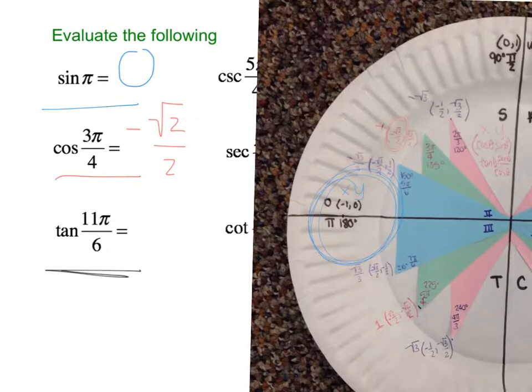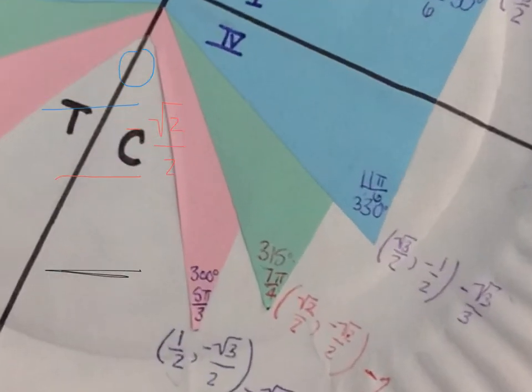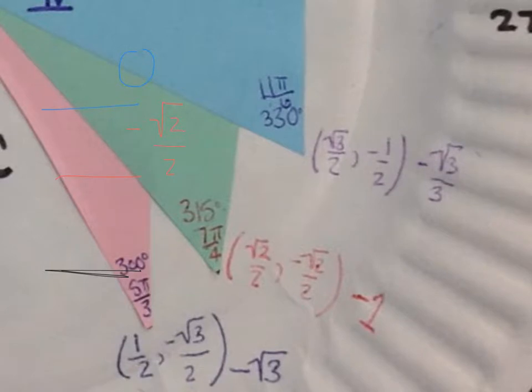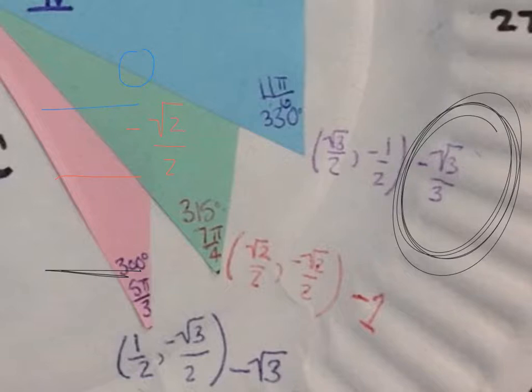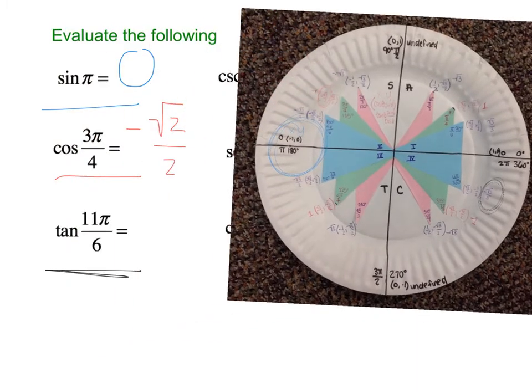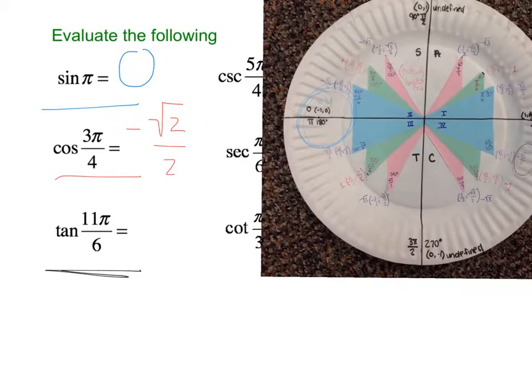So I'll go to my circle, and I'll find 11 pi over 6. It's out here on the right in quadrant 4. And then the tangent values we just wrote out on the outside, so it would just be this over here, negative square root of 3 over 3. And when you have your plate, it's just that easy. And you will have your plate on the upcoming formative. By the time you get to your summative, you won't have the plate, so you'll have to know these values. However, on the summative, I'll give you a blank unit circle, so you can fill that in and then reference that.